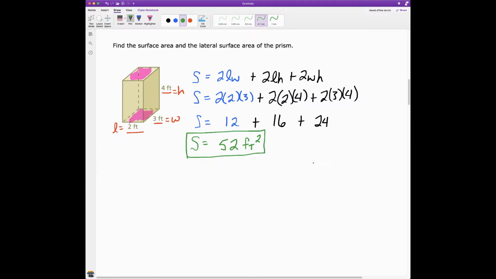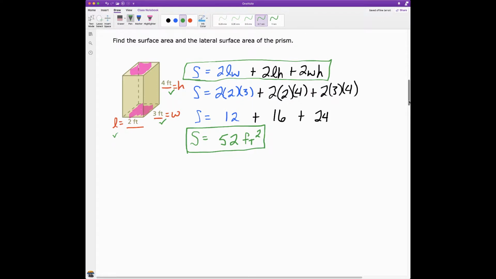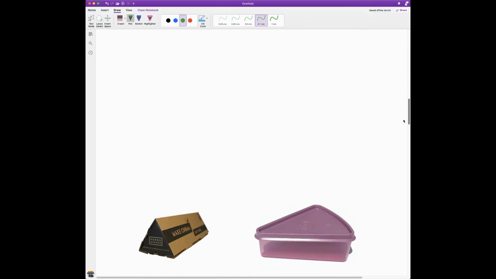So typically students don't have a hard time with using this formula. Okay. This is rectangular prisms. Typically students understand how to do those. It's pretty straightforward. I do recommend that you label the length, the width, and the height, and that will help hopefully ease the confusion when you're putting the numbers into the formula. Okay, so let's move on.